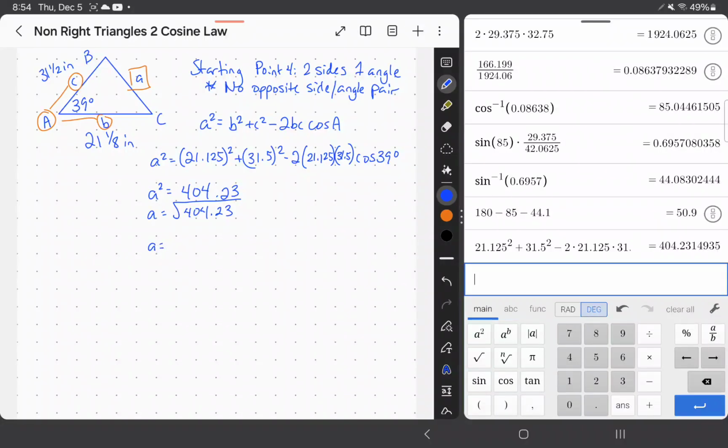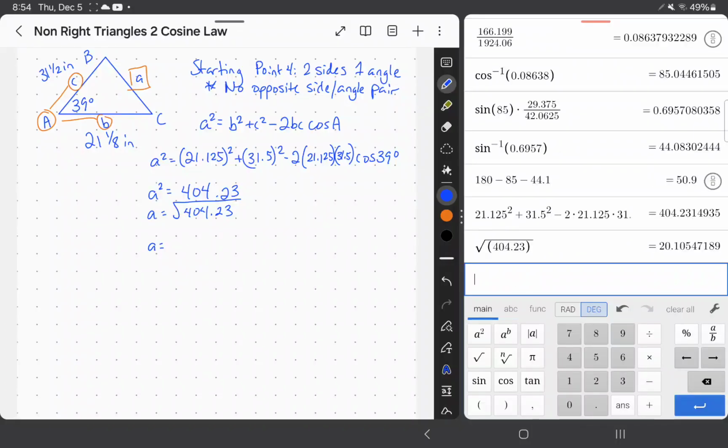So a is going to be equal to, let's just get that square root, 404.23. I guess we didn't need a bracket there. Oh well. Desmos is fixing it for me. So it's 20.1055. Let's get 4 decimal places if we're trying to get to the nearest 16th. And this is in inches.